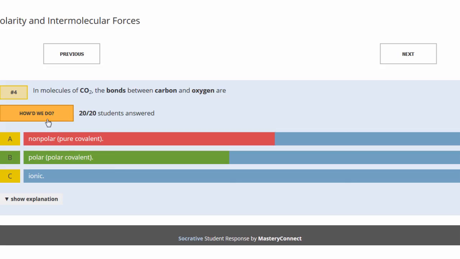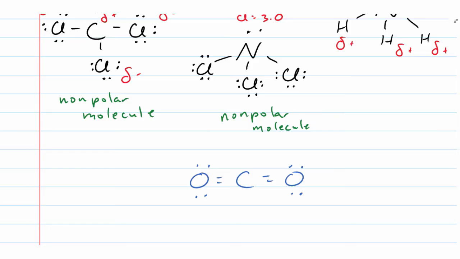The bonds are polar. And why are the bonds polar? They have different electronegativity values. If we come back here, the electronegativity of the carbon sits at 2.5. The oxygen sits at 3.5.